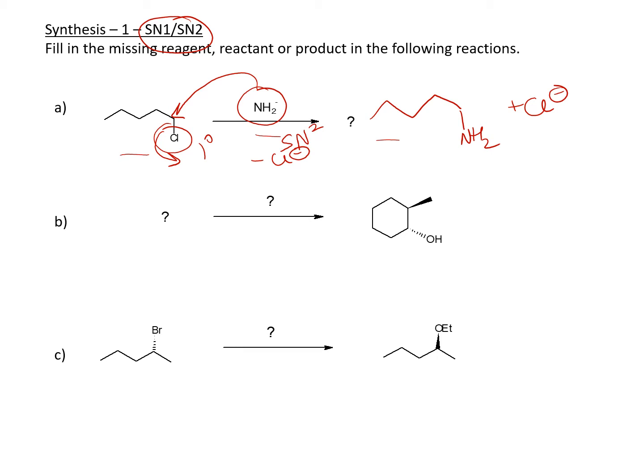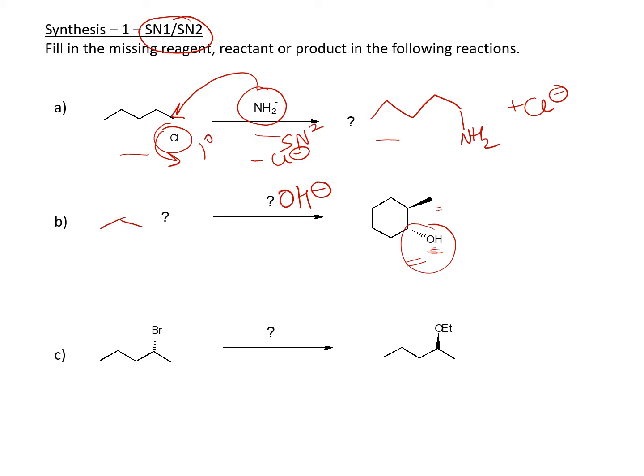In the next one, we are given the product, and we are supposed to figure out the reagent and the substrate ourselves. When we look at the product, we know that here is the OH and here is a methyl group. We have not learned how to make carbon-carbon bonds yet, so we can't attach a carbon. We can, however, attach an OH. If you're attaching an OH, it means that this must be the nucleophile. So I have to have hydroxide as a nucleophile because that's in my product.